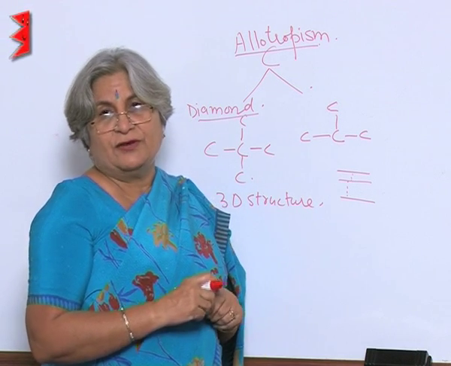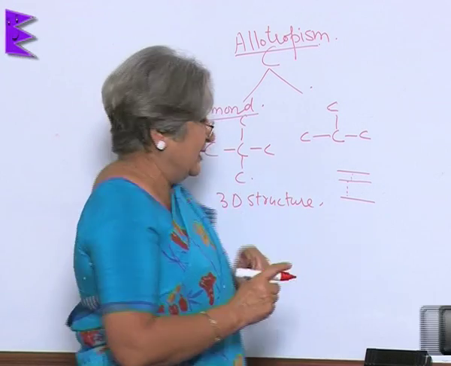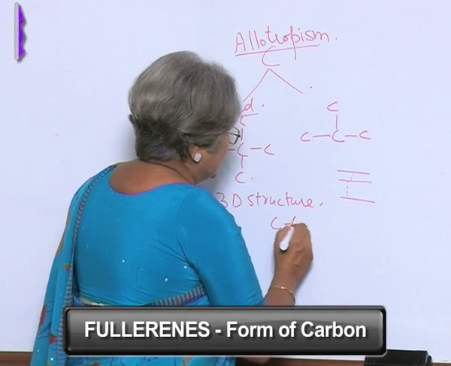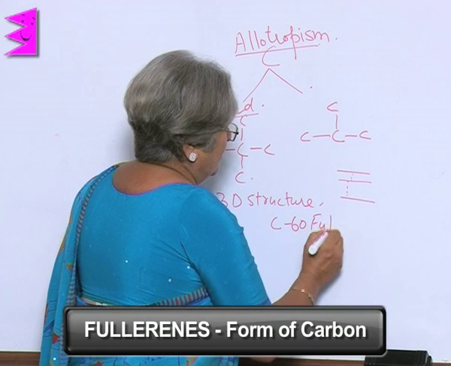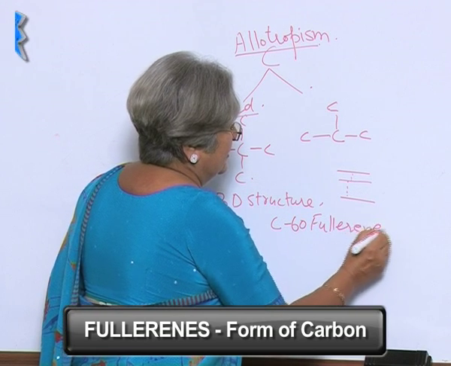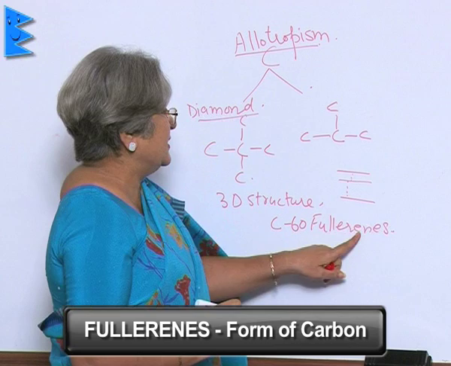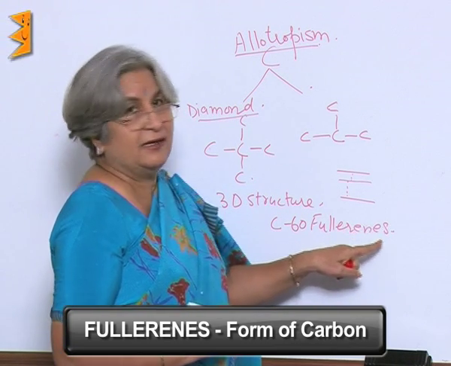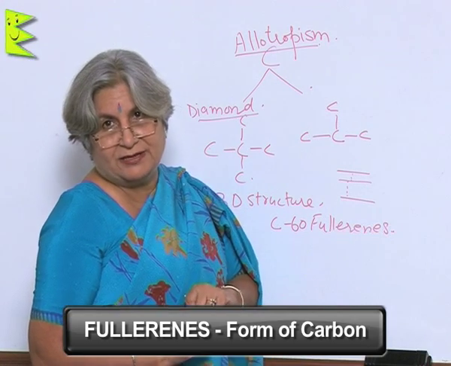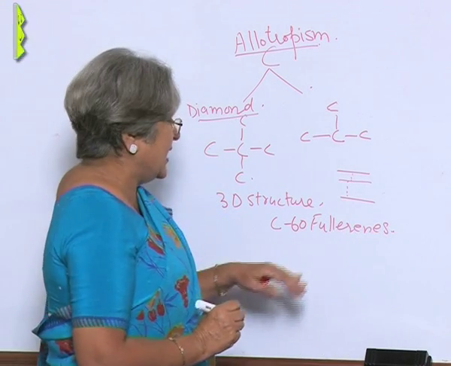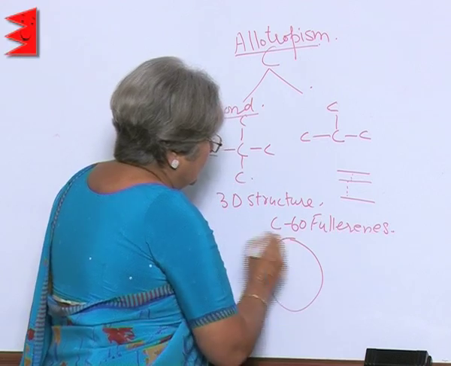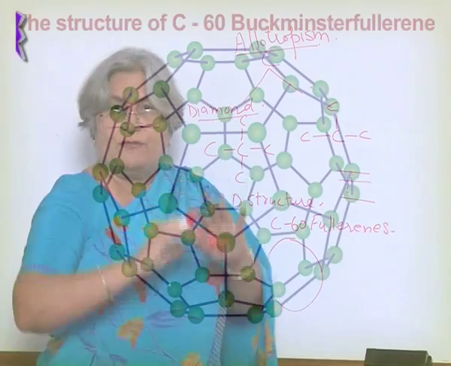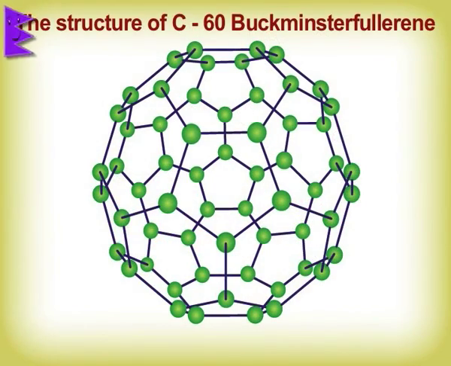Recently, another form of carbon has also been found, and this is called C60 fullerenes. Don't miss this E's. There are 3 E's: E, R, E, N and E, S. Fullerene is the word. Now, in this case, the substance is like a football, as if the carbon atoms are arranged on the surface like a football.